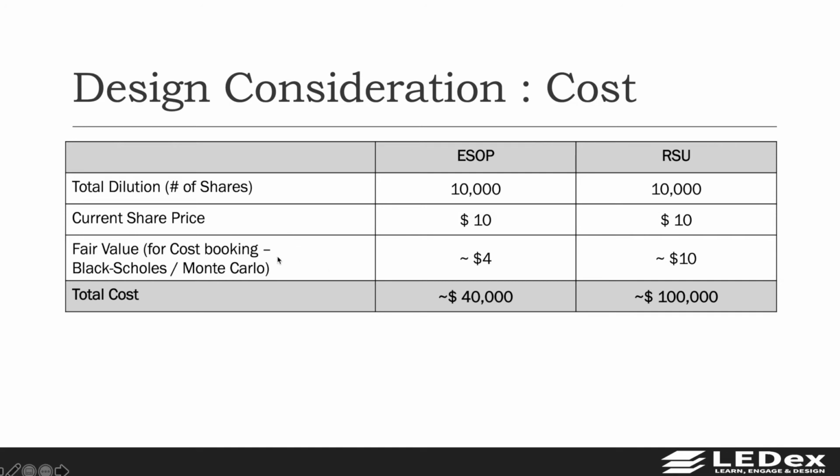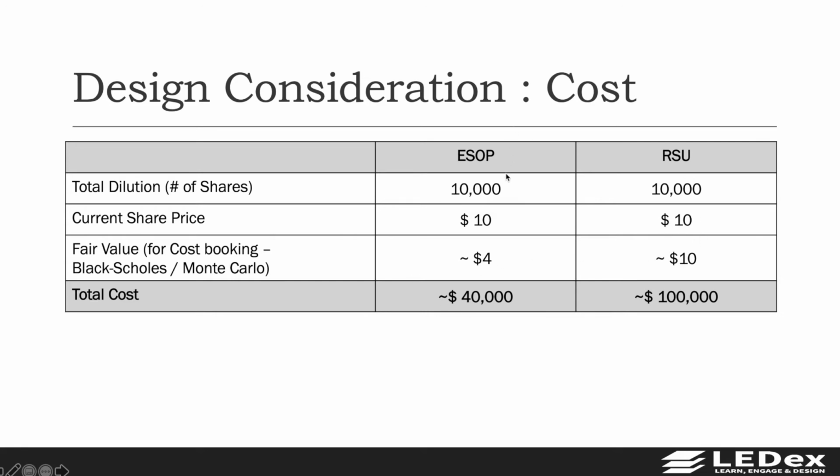The typical method used for that is either Black-Scholes or a Monte Carlo simulation. And the typical range is that the fair value is between 30 to 40% of the underlying share price in an appreciation instrument like an ESOP. Whereas in an RSU, the fair value is quite close to the value of the asset on that particular day, the $10 in this particular example.